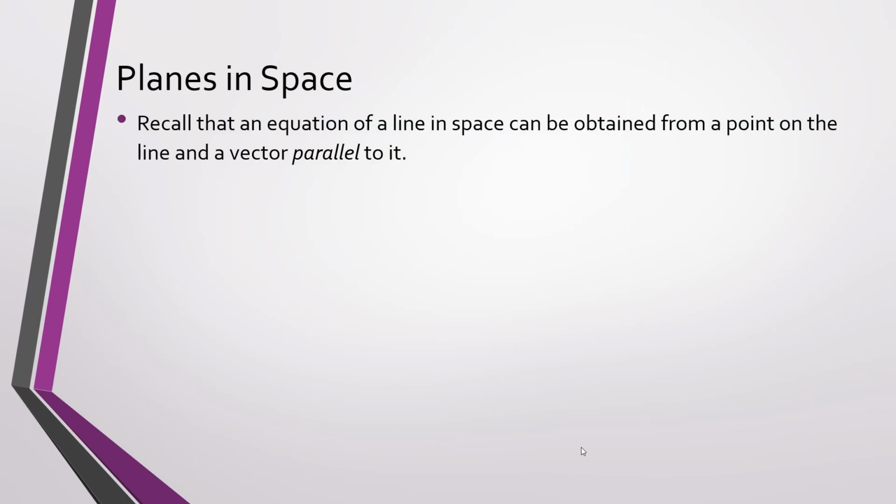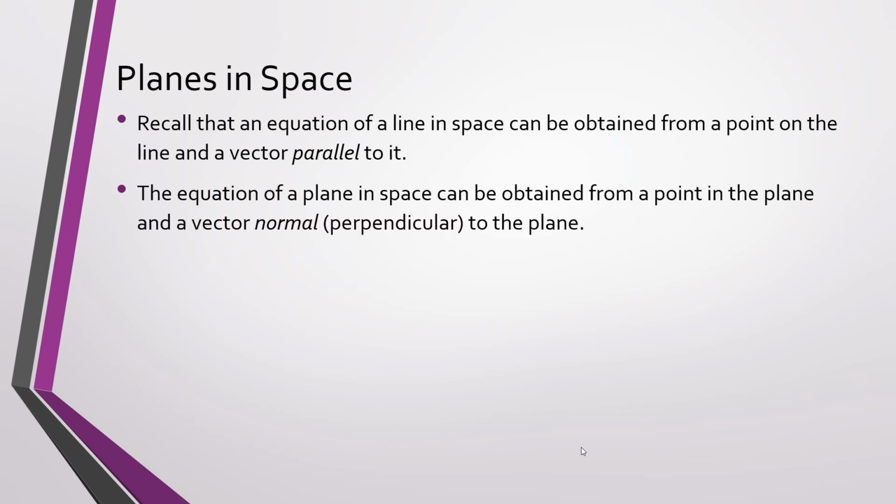All right. Next up, planes in space. And recall from our last lesson that to determine the equation of a line in space, we used a point on the line and a vector parallel to the line. To determine the equation of a plane in space, we use a point on the plane and a vector normal or perpendicular to the plane. So notice we've got another word here, normal, which means perpendicular.